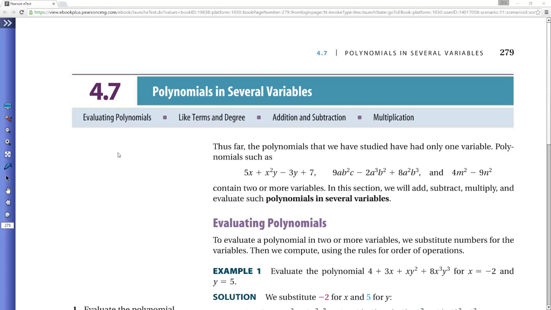Chapter 4, Section 7, Polynomials in Several Variables. We're going to evaluate polynomials, look at like terms and degree, and addition, subtraction, and multiplication of these things.